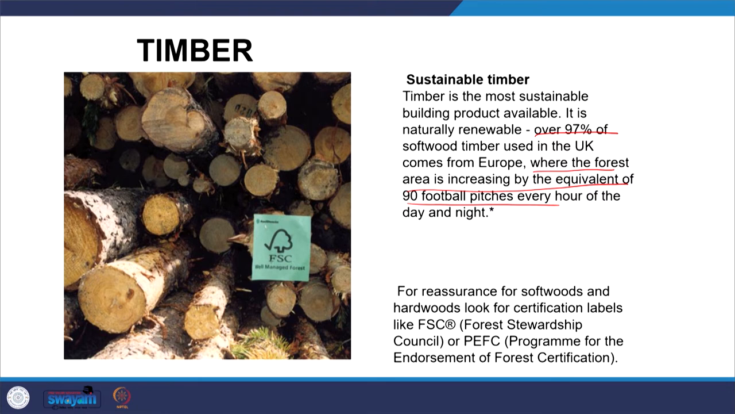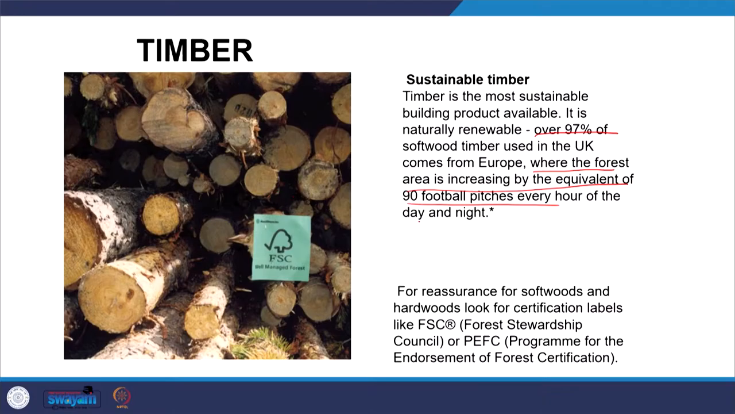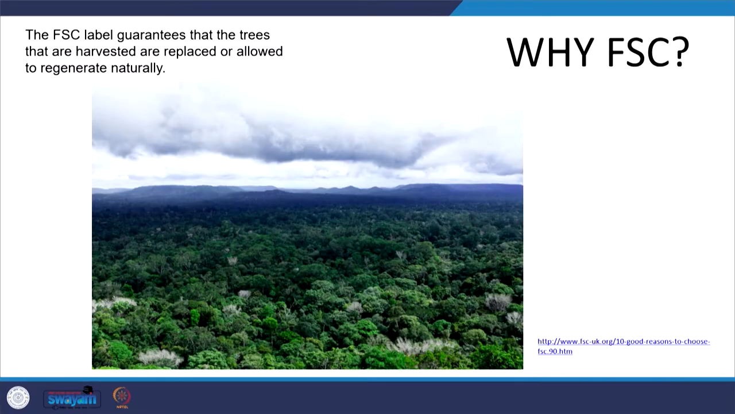So first of all, you have to understand there are hardwoods, there are softwoods, and there are the processed woods. When we talk about softwoods and hardwoods, we also talk about the FSC, the Forest Stewardship Council, which certifies that it has followed a proper supply chain process, and it has made sure that the regeneration of the forest has been in an accountable manner, right? So this FSC label guarantees that the trees that are harvested are replaced or allowed to regenerate naturally.